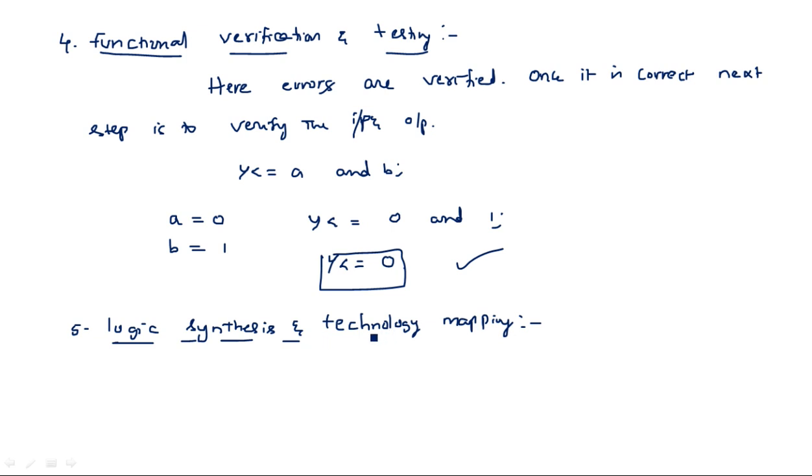So what do you mean by logic synthesis and technology mapping? Logic synthesis: once the simulation is okay, that means the input output waveforms give the required outputs, then we synthesize the logic circuit. After synthesis, the port mapping should be done. That means technology mapping should be done. See, what type of technology mapping should be done?